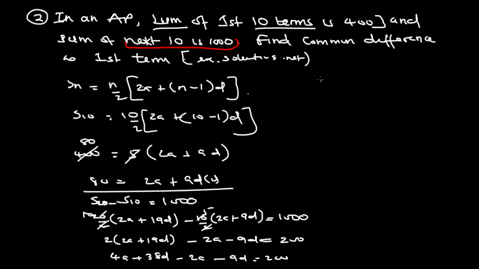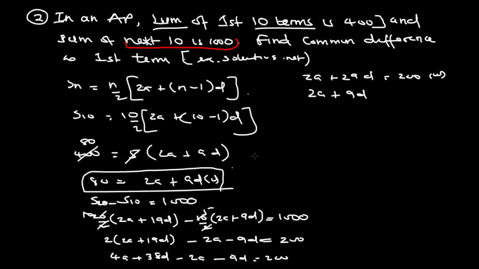So therefore, we continue here. Like terms, this one and that one give us 2a, right? And then this one and that one give us plus 29d is equal to 200. This is our equation number 2. So now we have this equation and that equation here, meaning that we can solve them simultaneously. So we'll bring 2a plus 9d is equal to 80. I can subtract the second from the first.